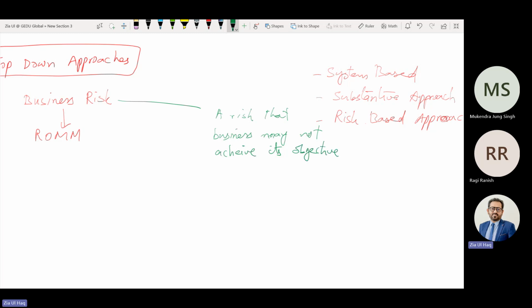In all the issues of the business, due to that, if the business is unable to achieve its objective, meaning profit, that is called business risk. And there are three types of business risk: financial risk, operational risk, and compliance risk.